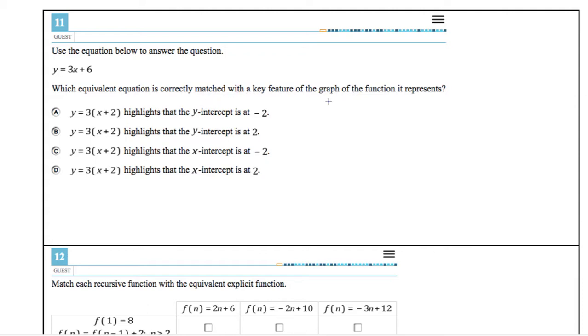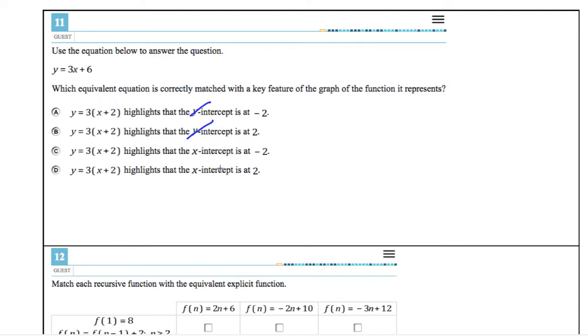I need to match some key features. So when I factor out a 3 like this, if I multiply these 3's back in, you'll see that I get the same equation that I started with. So this is called factoring out when I pull out the 3, and we've seen this a little bit before. But whenever you do that and you have something in parentheses with your x, it highlights an x-intercept. So these are both y-intercepts. So whenever you have this in parentheses for x plus 2, it's showing you where the x-intercept is. And it's one of these.